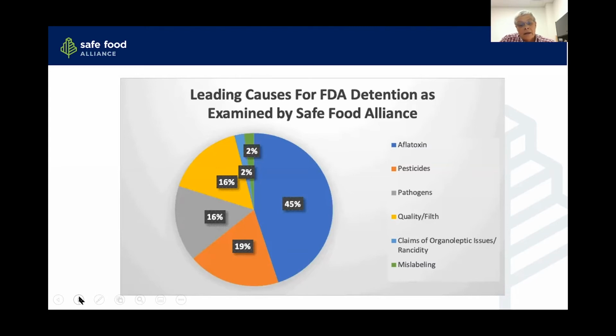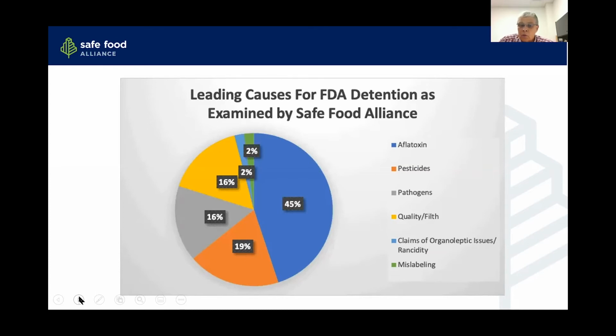Coming in second at 19% of the cases we've dealt with are pesticides, again, often on product that has been sourced from overseas. 16% on pathogens, and another 16% on quality or filth. So that might involve insect infestation or other issues. Sometimes we do get claims on mislabeling or organoleptics or rancidity.